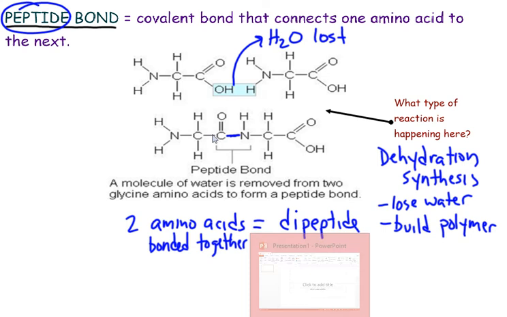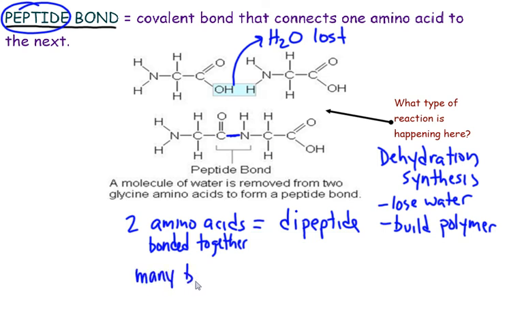And when you have many bonded together, we call that a polypeptide. So basically providing some of the reference to what is making that happen. We need to remove a water molecule for every single one. So we are losing one water molecule right here since we are making one bond.